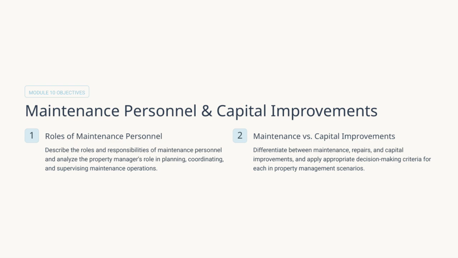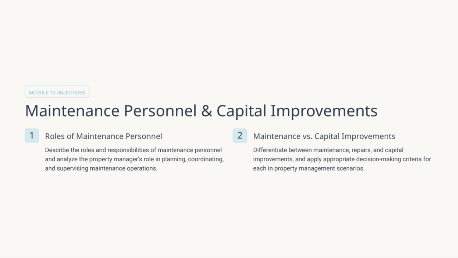Maintenance generally involves routine activities to keep the property in good condition, like fixing leaks or replacing worn-out fixtures. Repairs are typically targeted fixes to restore functionality after something breaks. Capital improvements, on the other hand, are substantial upgrades or additions that increase the property's value or extend its useful life, such as renovating a kitchen or adding new HVAC systems.